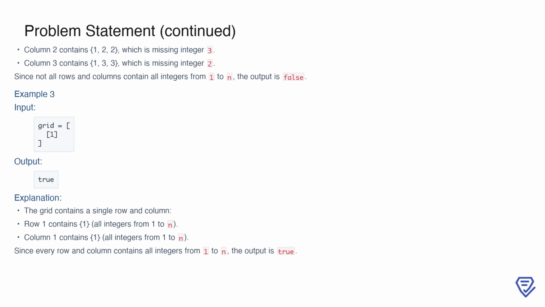Additionally, column 2 contains 1, 2, 2, which is missing the integer 3, and column 3 contains 1, 3, 3, which is missing the integer 2. These violations further confirm that the grid does not satisfy the problem's requirements. Since not all rows and columns contain every integer from 1 to n, the final output for this example is false. Now, let's consider a simpler example to solidify our understanding. If the grid is [1], it consists of a single row and column, both of which contain just the number 1. Since 1 is the only number in the range 1 to n, for this case, the output is true.